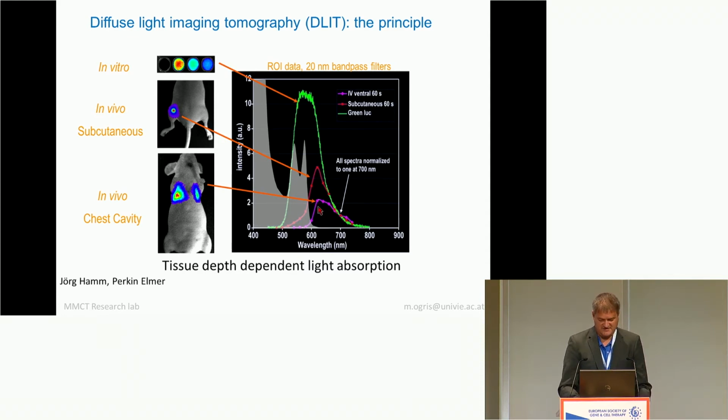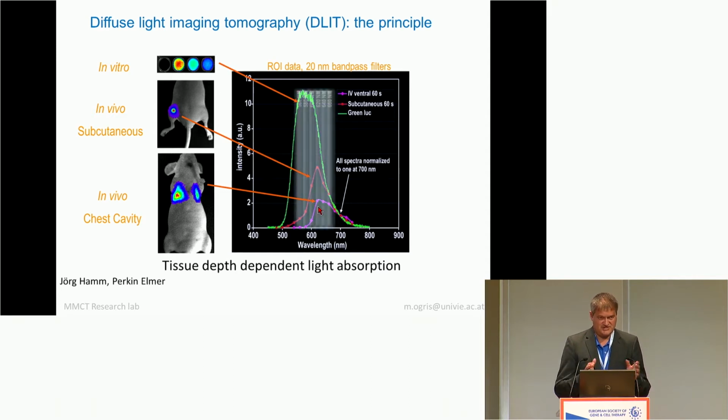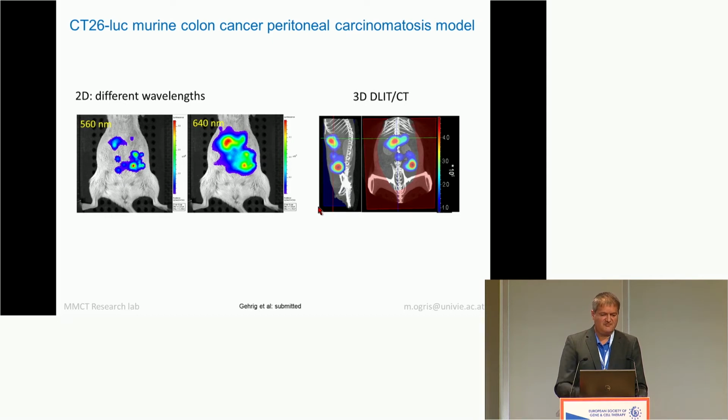And then you apply a relatively simple trick. You just measure the emission with relatively narrow bandpass filters, and from this information, together with the surface that you've generated from this animal, you can calculate this three-dimensional distribution of your signal inside the animal, and also here together with morphological imaging with CT.